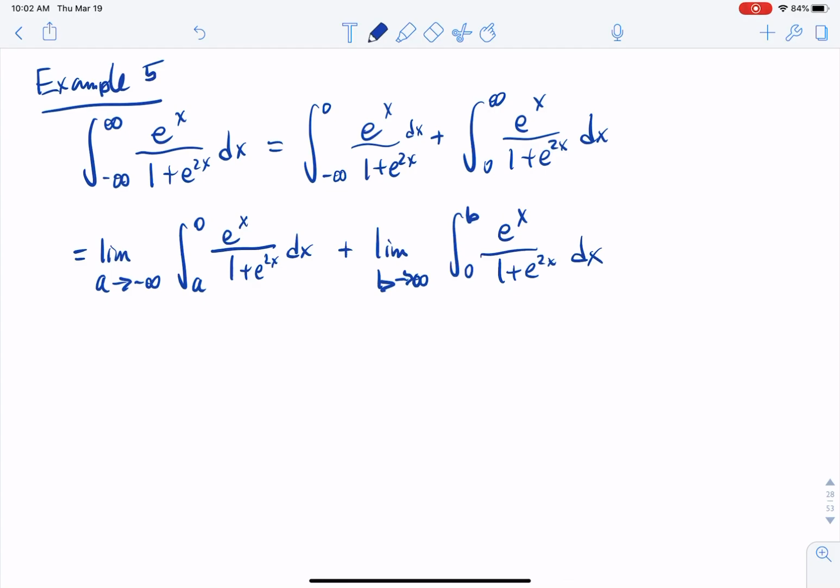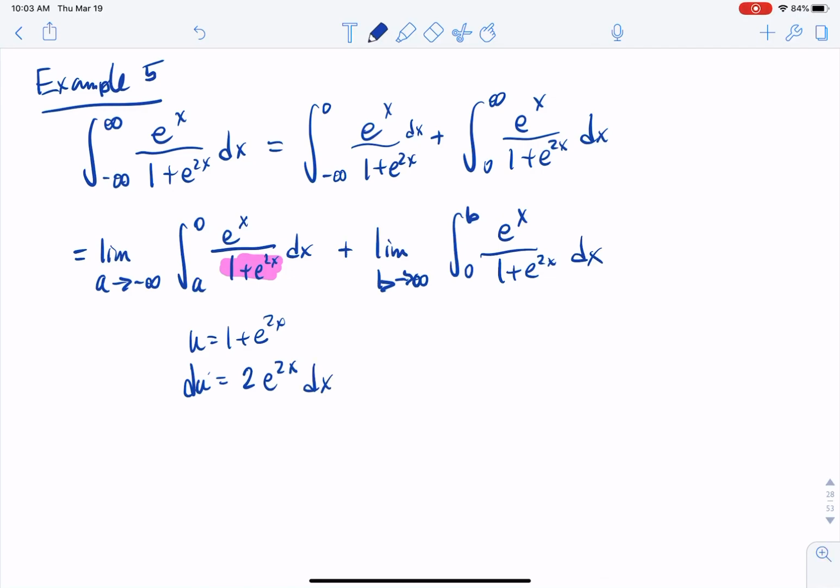So let's try to use some sort of strategy to figure out how we're going to take the antiderivative of this. Maybe I take a look at this and I go, oh yeah, but I've got e to the x stuff on the bottom. Maybe I've got e to the x stuff on the top. Maybe I do a u substitution. Maybe I try u equal to 1 plus e to the 2x, and then our du would be equal to, see, this is a composite function, so 2e to the 2x dx.